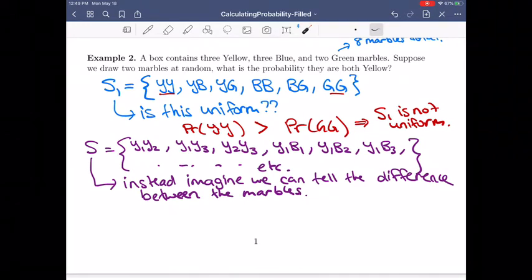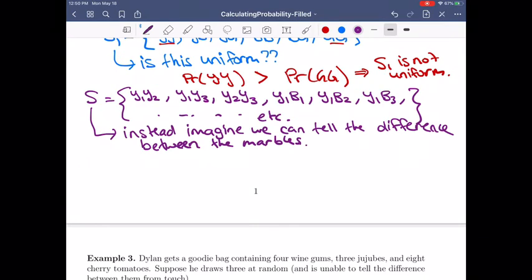This S is uniform because now if you take 2 random outcomes in the sample space, they're picking 2 specific marbles each. So there's no choices anymore. The only way you can get yellow 2, yellow 3 is if you grab the yellow 2 marble and the yellow 3 marble. So now this is uniform. So now we can compute the probability.